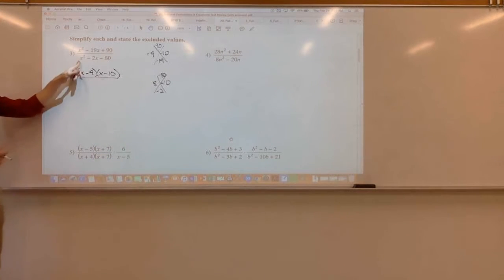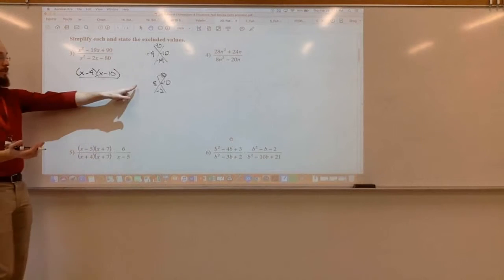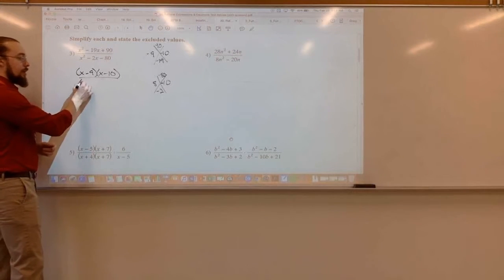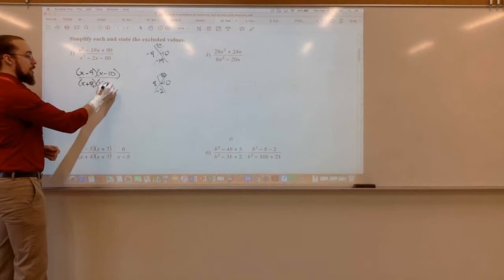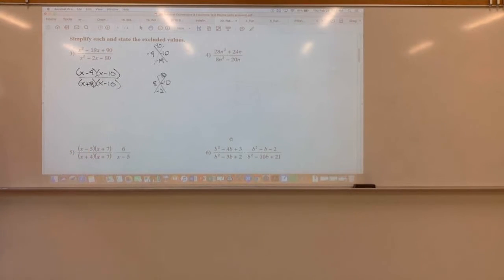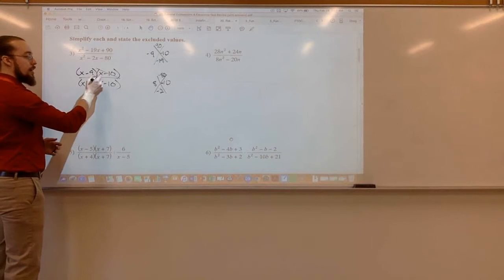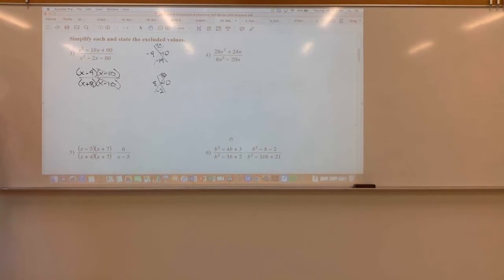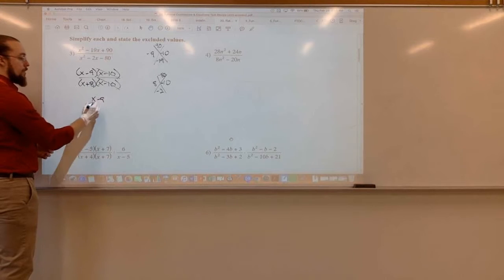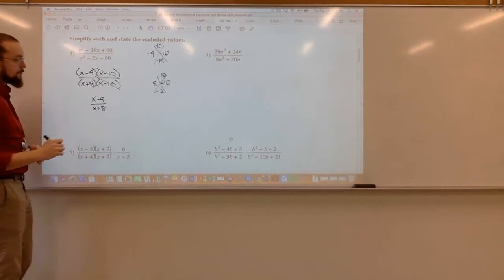So again, my leading coefficient was 1. That means these are my factors. So x plus 8 and x minus 10. Now what do we do? Yeah, if there was a GCF, we would have done that first. Oh, you can take out the x minus 10. Alright, cancel out any common factors. So, we are just left with x minus 9 over x plus 8.